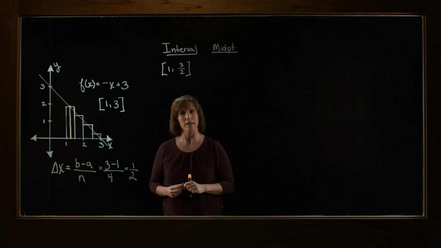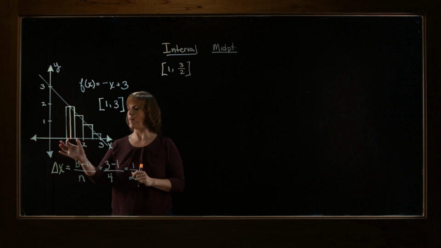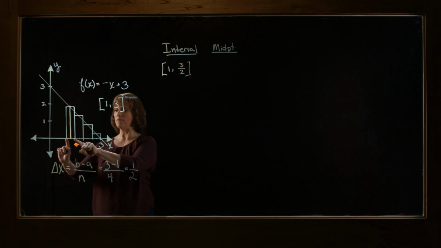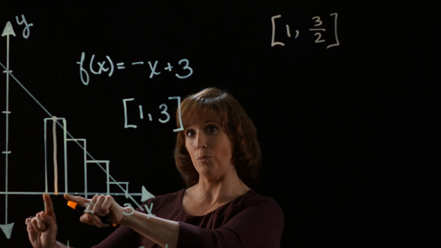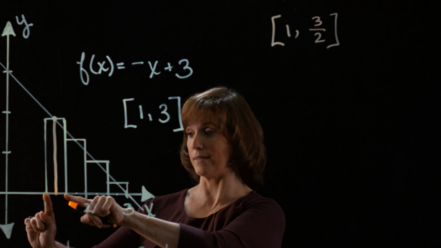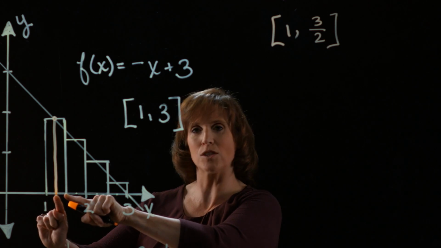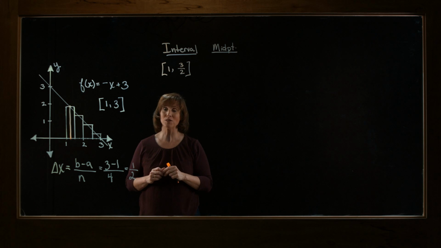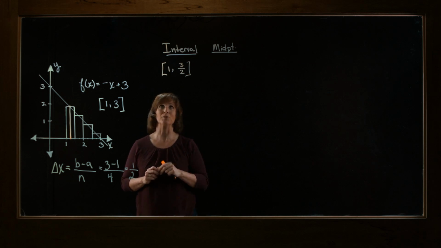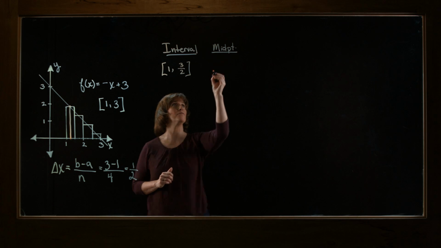Well, what's the midpoint of that interval? Think of it as finding the midpoint of these 2 points. Now, the y-coordinate of those 2 points will be 0 in both cases. So I'm really interested in the x-coordinate of the midpoint. And to find that, we're going to add our 2 x-coordinates together and divide by 2. So 1 plus 3/2 is 5/2, divided by 2 will be 5/4.